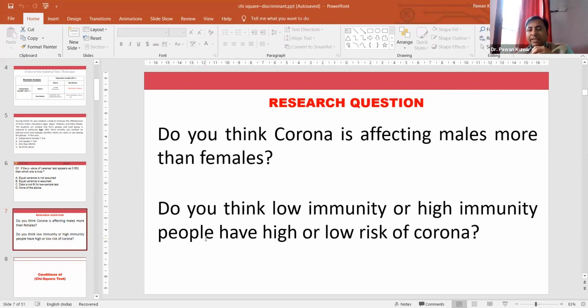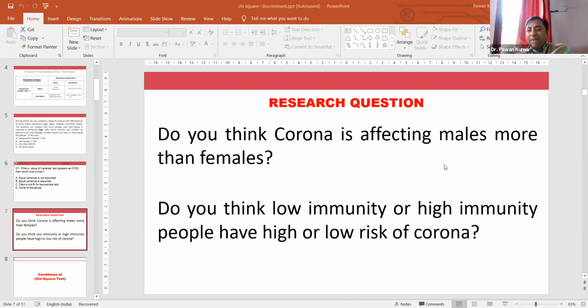So do you think corona is affecting males more than females? Which test is appropriate and why? I knew that everyone will write independent sample t-test. I knew that, but you are absolutely wrong, because corona here means the type of corona.